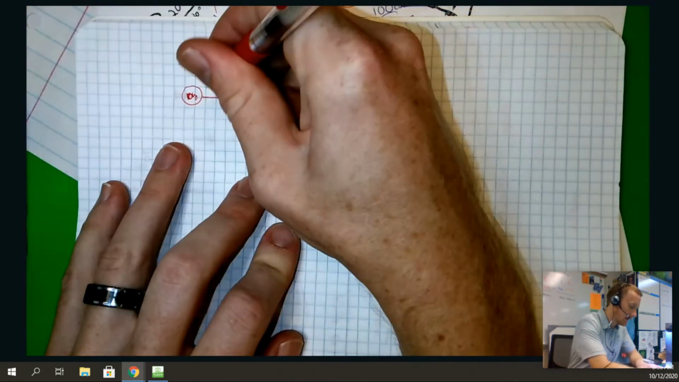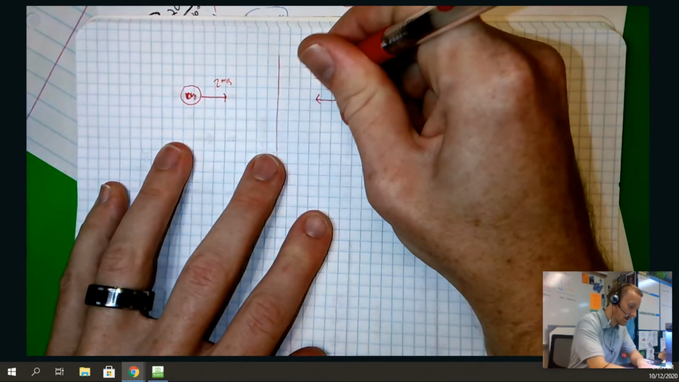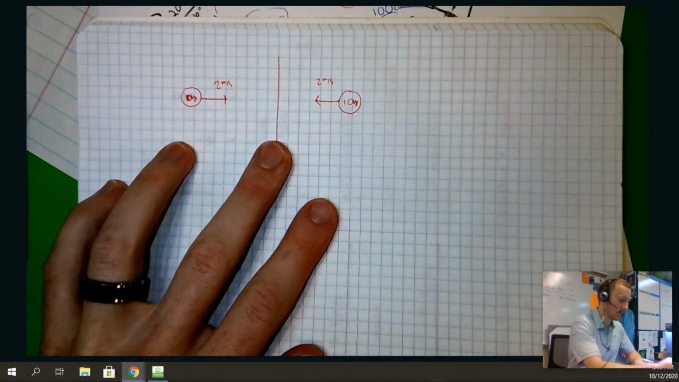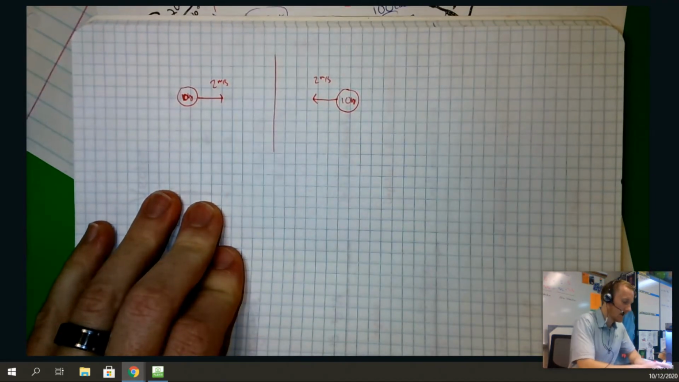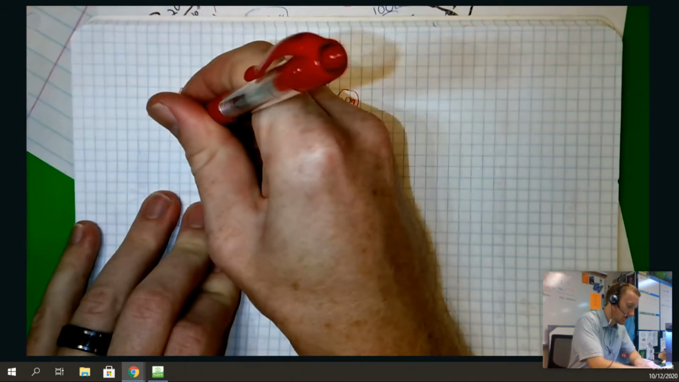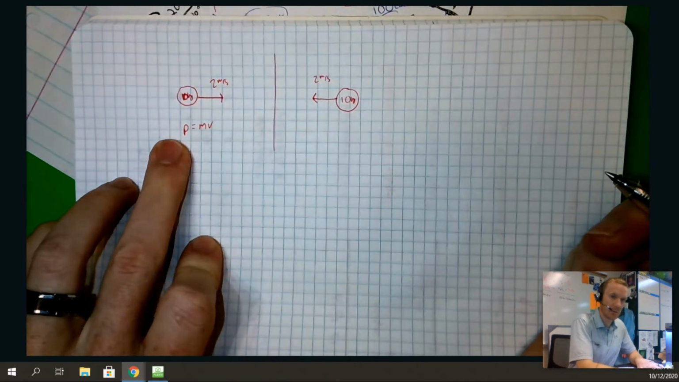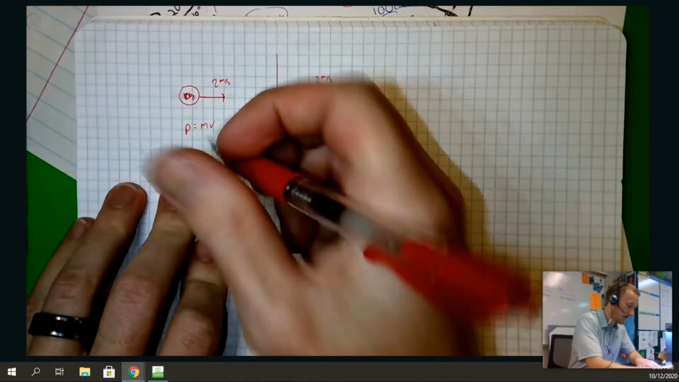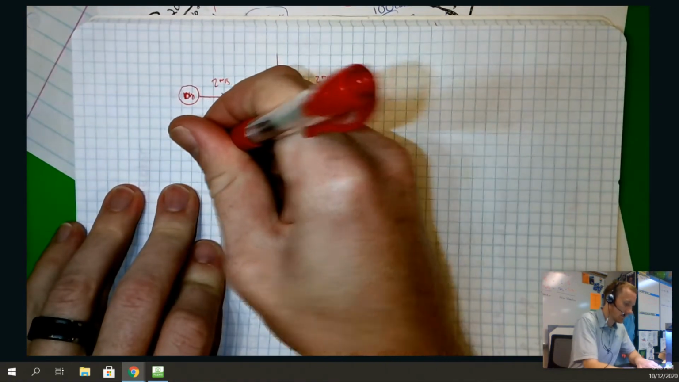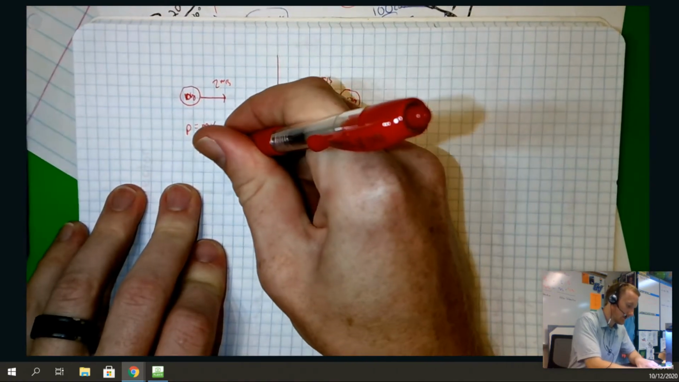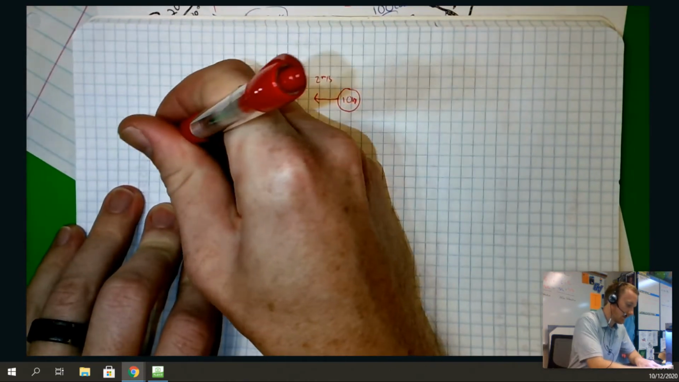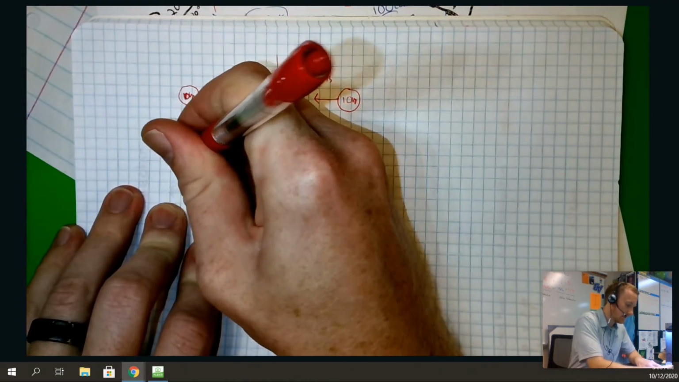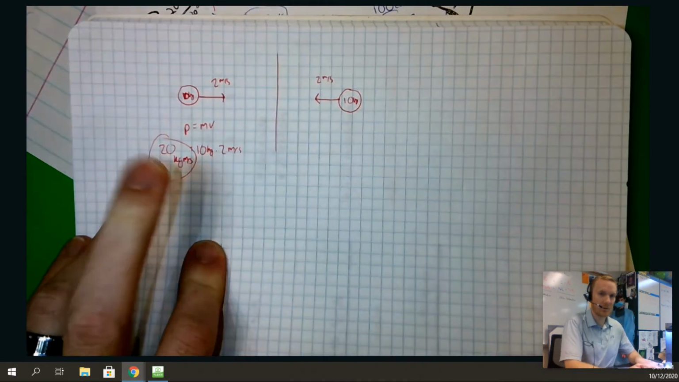Okay, so this is just an impulse question, right? A change of momentum. So we have to figure out the starting momentum and the final momentum. Okay, the momentum equation, right? Momentum is equal to mass times velocity. So the mass is 10 kilograms. Multiply that by 2 meters per second. Okay, that gives us a momentum of 20 kilogram meters per second. Okay, so that's the starting momentum.